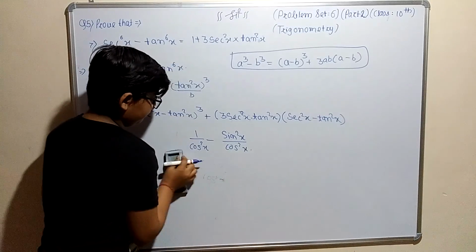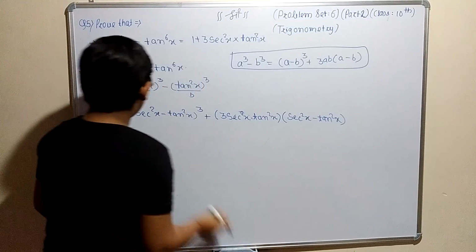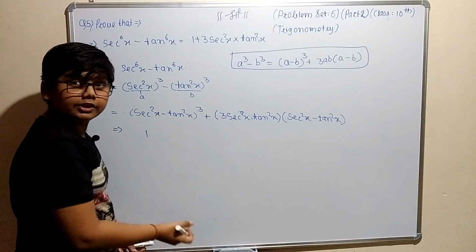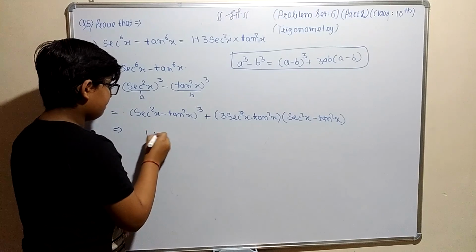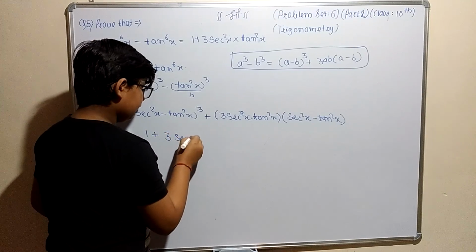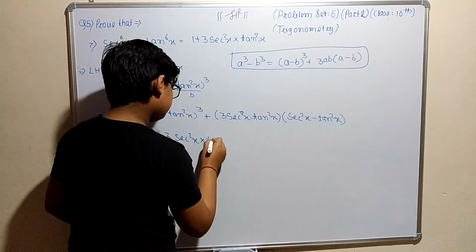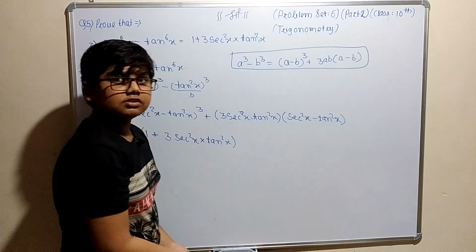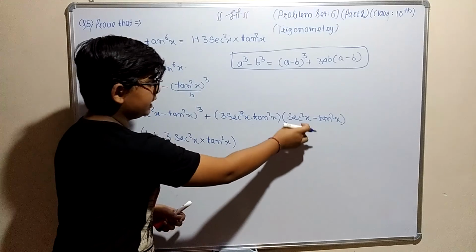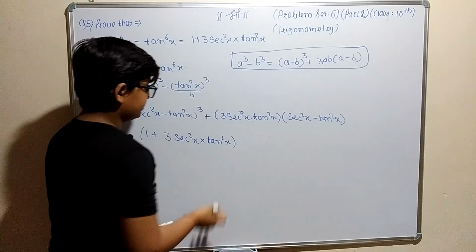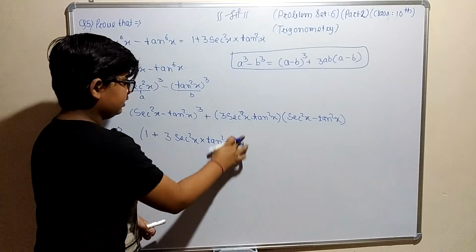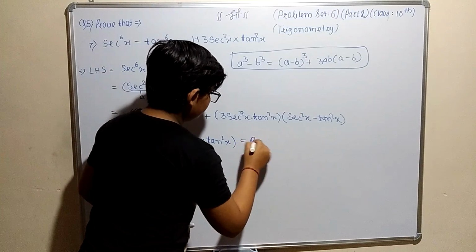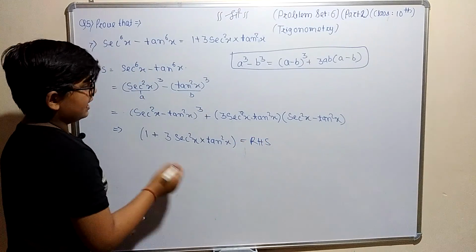Now this becomes simpler. Now we can plug in the value of sec squared x minus tan squared x equals 1. So 1 cube, what is 1 cube? It is 1 only. So 1 plus 3 sec squared x times tan squared x multiplied by (sec squared x minus tan squared x), which is 1, because we had solved it. Now when a number is multiplied by 1, we get the number itself. So we will get this expression only, 1 plus 3 times sec squared x into tan squared x, that is equal to RHS. Hence LHS is equal to RHS.